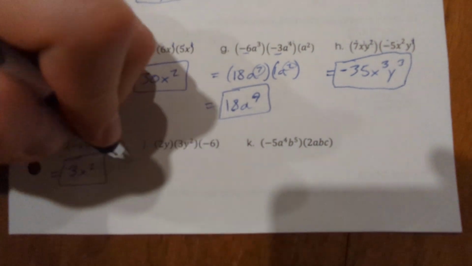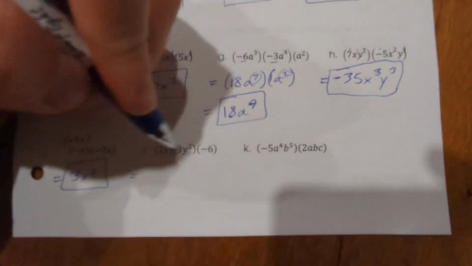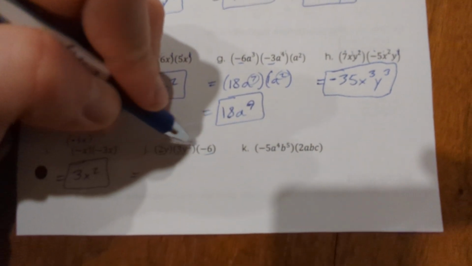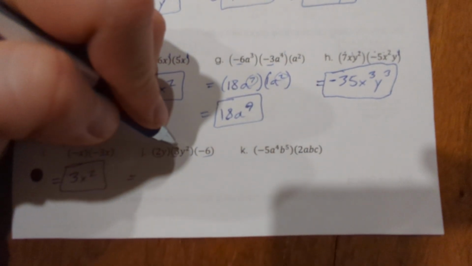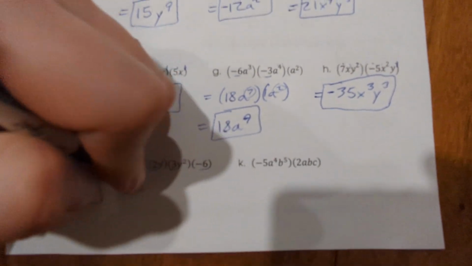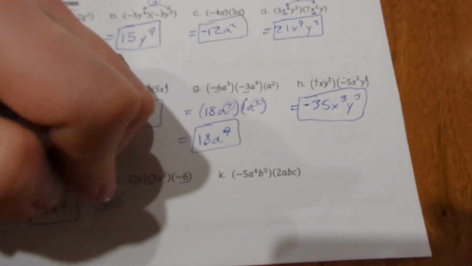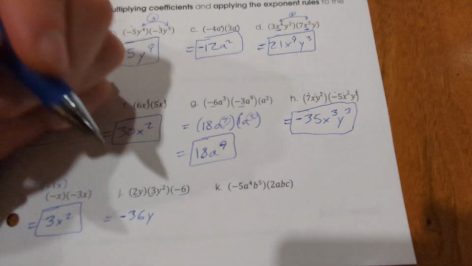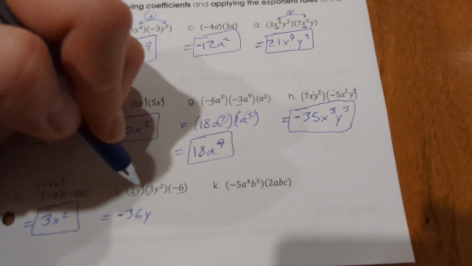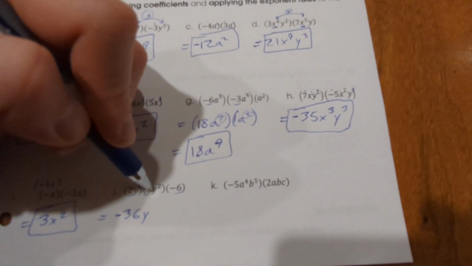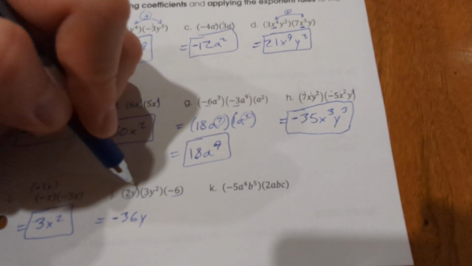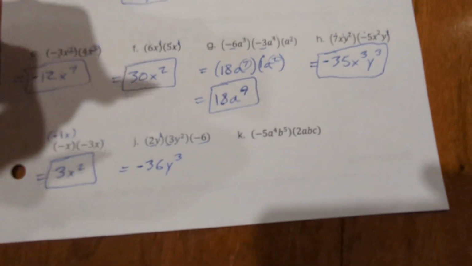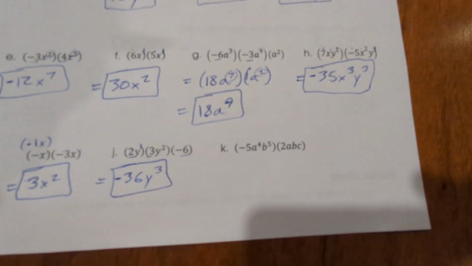Next one, we have 3 numbers again. And just remember, the numbers out front, we're just multiplying those. So 2 times 3 times negative 6. 2 times 3 is 6. 6 times negative 6, if we do this all at once, is negative 36. Then these two have a y. So we just do y to the power of 1 times y to the power of 2. So we just add exponents. 1 plus 2 is 3. And that is our answer there.